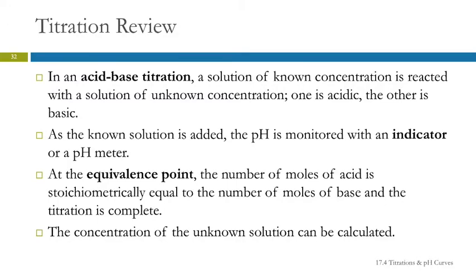So now we get to titration, and this has direct application to what we're doing in lab right now. So, review: an acid-base titration, we take a solution of a known concentration and react it with a solution of an unknown concentration. One of those is an acid, the other is a base. We monitor the pH either with an indicator or with a pH meter. And at the equivalence point, we know that the number of moles of acid is equal to the moles of base. Stoichiometry tells us the ratio there, and the titration is complete. From that information, we can calculate the concentration of the unknown solution.